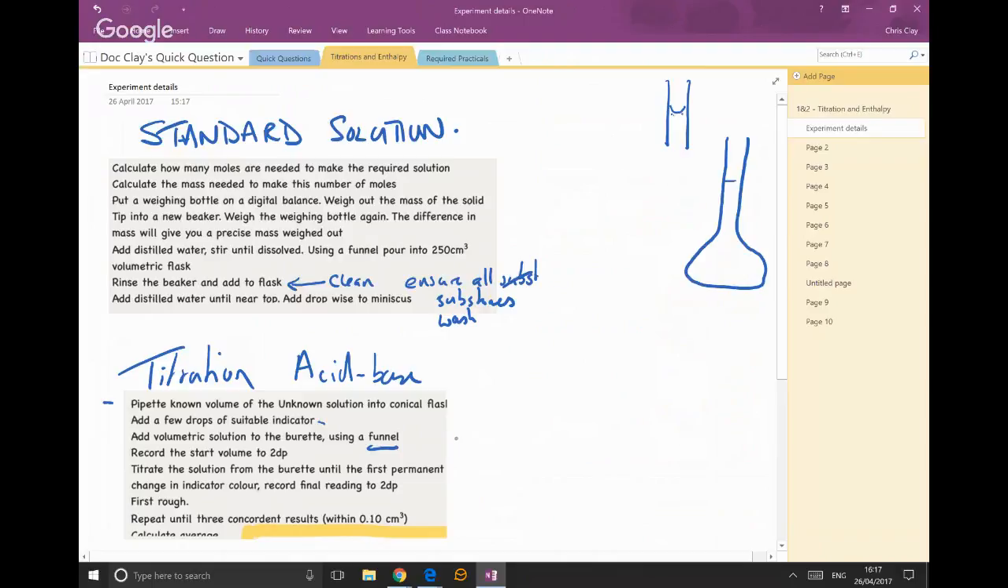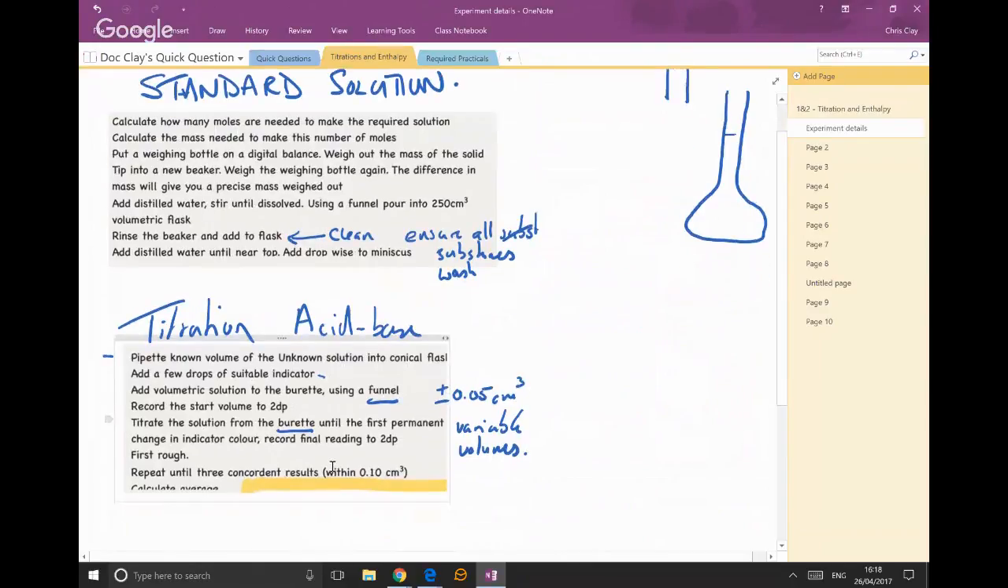So when you're doing any of your measurements with your titrations, you're going to measure them to plus or minus 0.05 cm³. You're going to titrate the solution from the burette, and we use a burette here because we can get variable volumes, whereas a pipette only gives us one volume at a time. So we can't use a pipette for a titration. And then we wait for a change in indicator, record the final reading to 2 dp, and we repeat until we have concordant results.